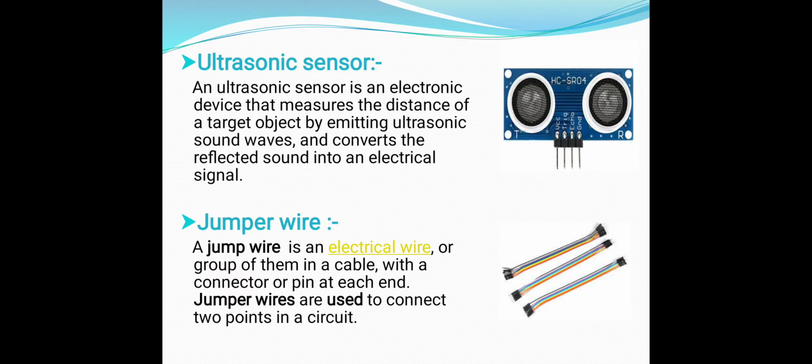Fourth component is a jumper wire. A jumper wire is an electronic wire, or group of them in a cable, with a connector or pin at each end. Jumper wires are used to connect two points in a circuit. Jumper wire typically comes in three versions: male to male, male to female, and female to female. When connecting two ports on the board, a male to male wire is used.